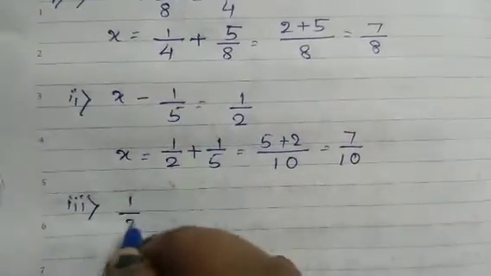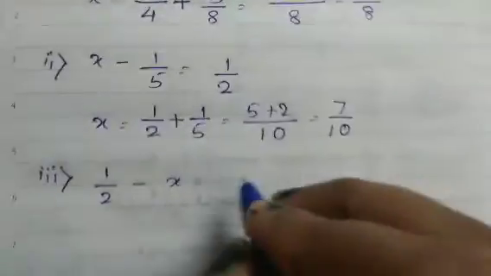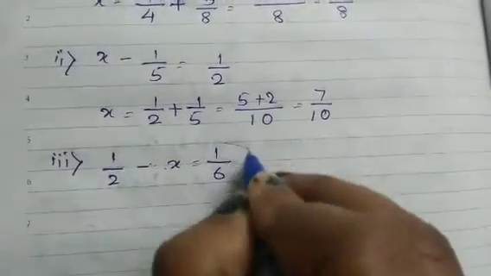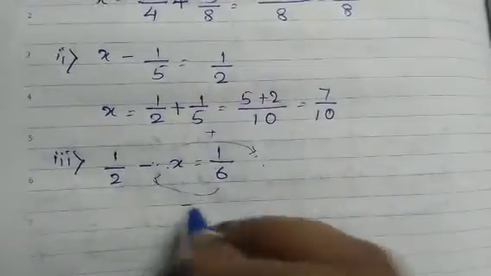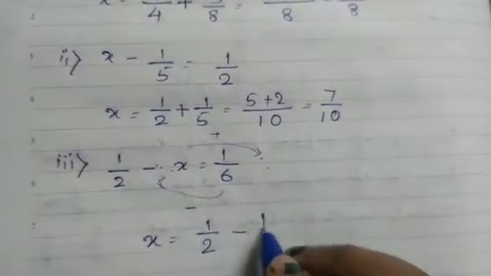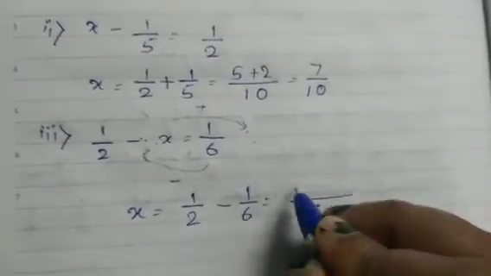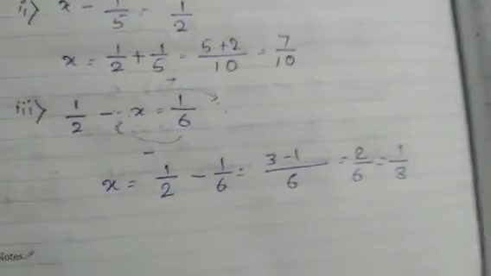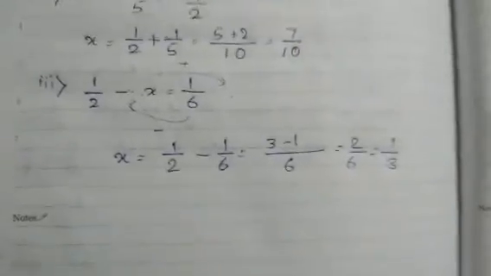So 1/2 minus x is equal to 1/6. So x will go this side. So x goes this side will become plus. 1/6 coming this side will become minus. So nothing, I'm writing x this side only, but I will keep it in the same way. 1/2 minus 1/6. LCM is 6. 3 minus 1, that is 2/6. That is equal to 1/3. Okay. So this we have solved with question number 4.